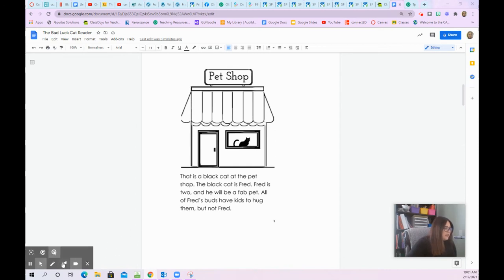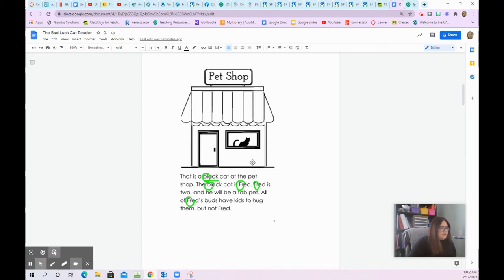So what you're gonna do is you're gonna take your highlighter and you're gonna look for words that have that blend. For example, we have black. So right here we have a blend, bl. Then we have another blend here, black again. Fr, Fred. Okay. All of Fred's buds have kids to hug them, but not Fred.